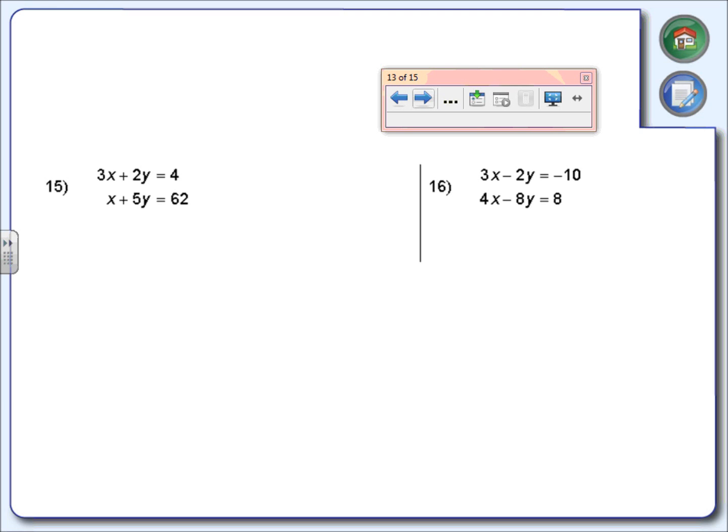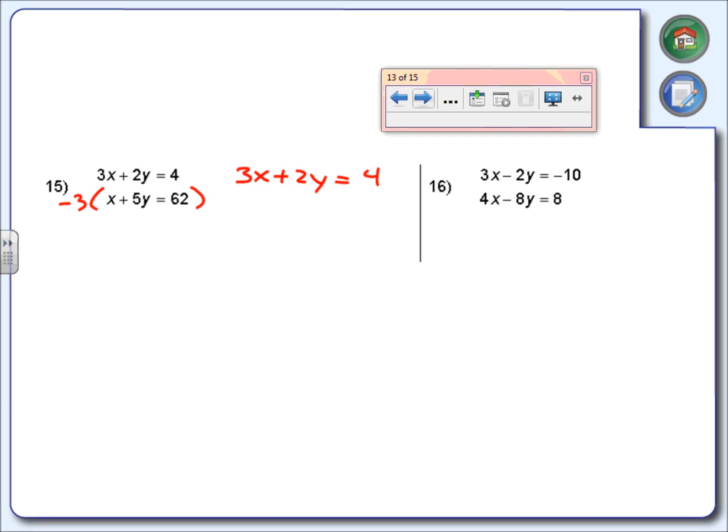Well, if I want to get rid of these x's, I'm going to need the same number in front of the x. Right now I have a 3 here and a 1 here. So anybody got a suggestion on what I can multiply by? The bottom one by what? A negative 3. Let's try that out. Let's take the bottom equation and multiply it by a negative 3. The first equation, I'm not going to touch. I'm just going to leave that one alone.